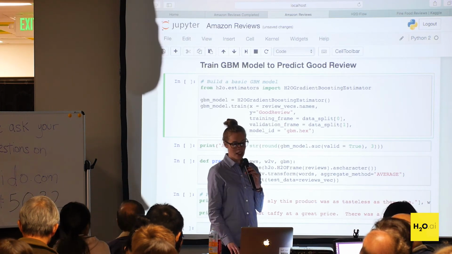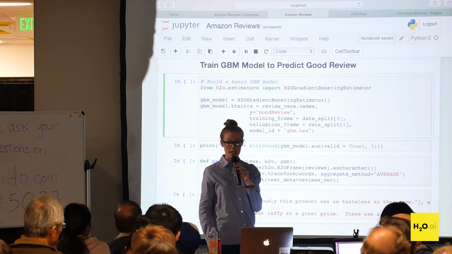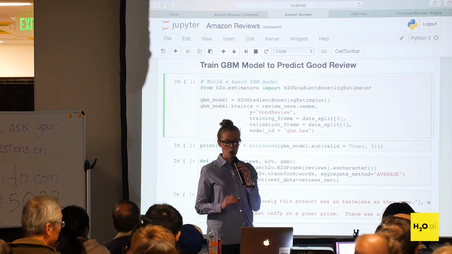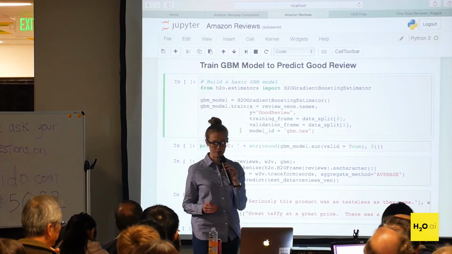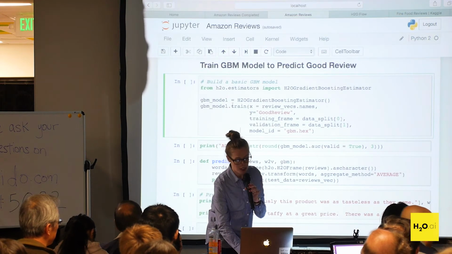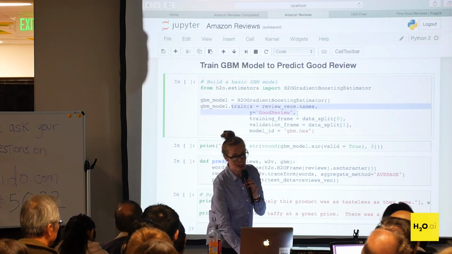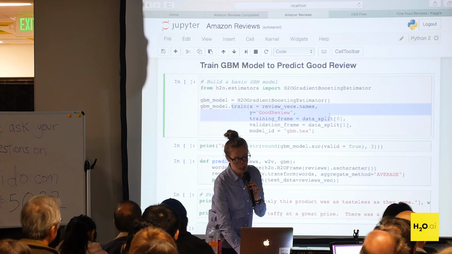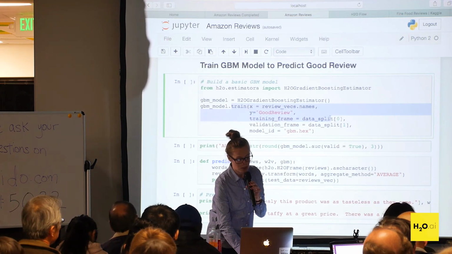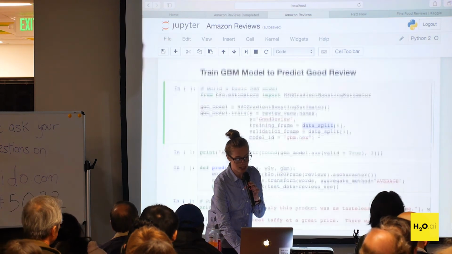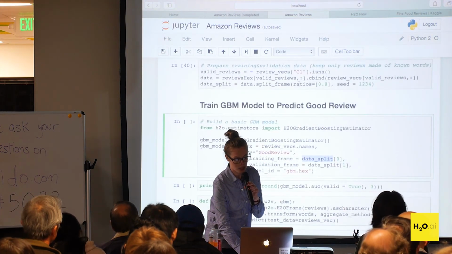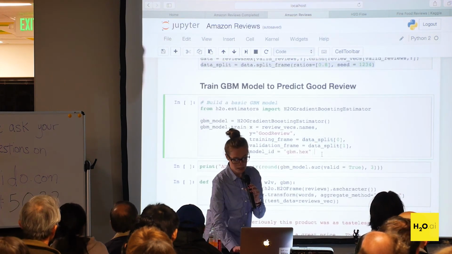So we're going to train a GBM model now to try to predict good or bad review. We're only going to use these average word embeddings. So here I'm defining the GBM. I'm going to say my Y, my response column, is good review. And I'm going to try to train the model on a split frame. I split the data into training and testing with this function here. And I'm going to try to build a model.